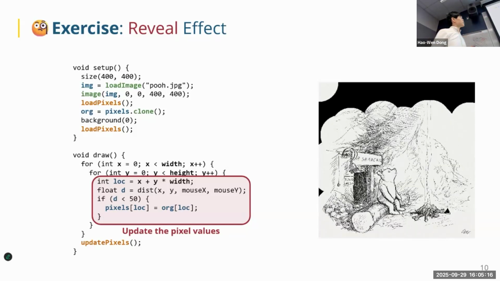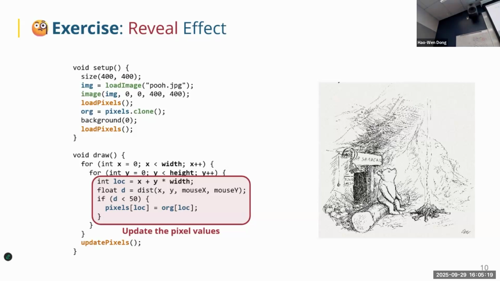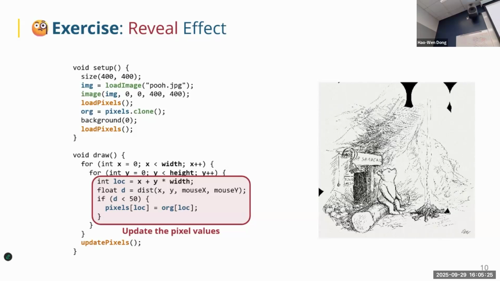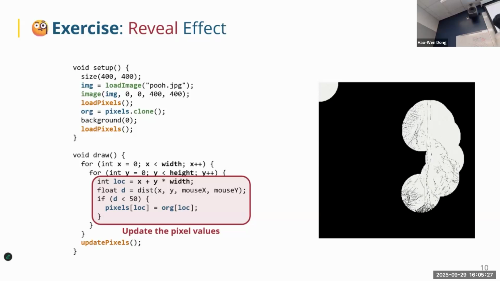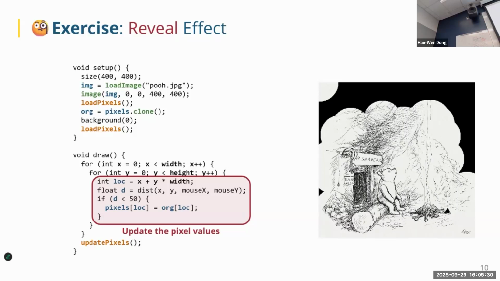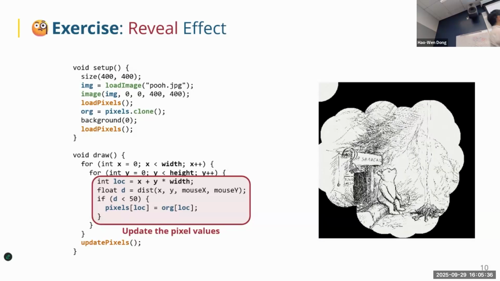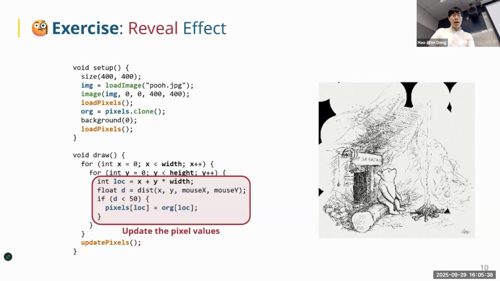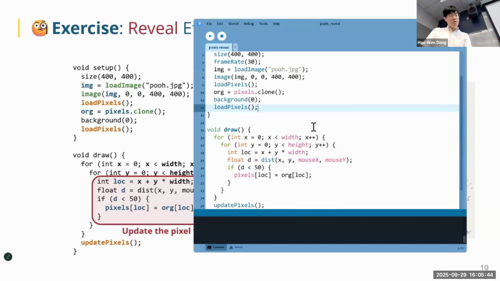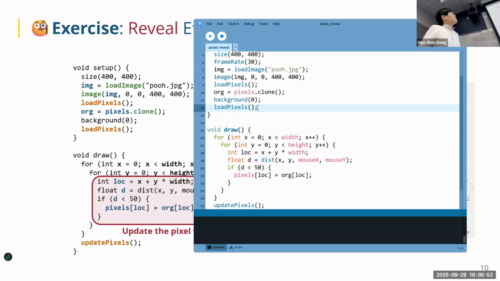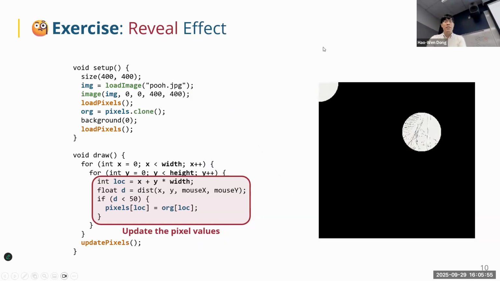But basically, what you are trying to see is that your location is x plus y times width, and then you want to see the distance between x, y and mouse x, mouse y. If the distance is smaller than 50, then you want to copy the original things to the new pixels array and update that. I don't know why it's not working in Processing 4 anymore, even though it's such an easy task. Anyway, that's the idea.